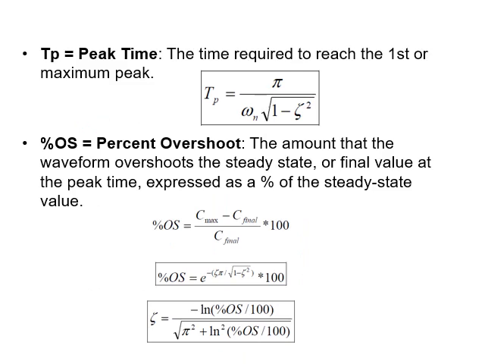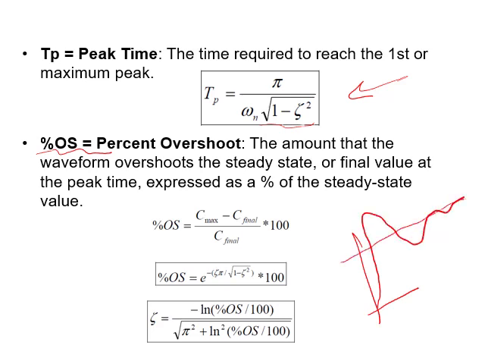So here it gave me TP, the peak time, which is the time required to reach the first peak or the maximum peak of the response, to be calculated as pi over omega n times the square root of 1 minus zeta squared. Percentage of overshoot gives me some information about how high the maximum value goes as compared to the final value. Let's say this is the final value. How high is the response compared to this one? This can be figured out by the percentage of overshoot.